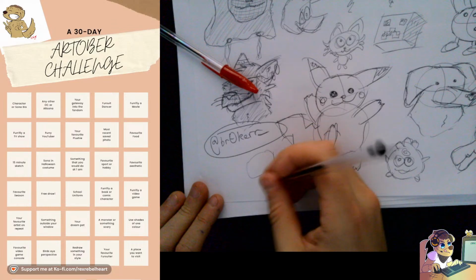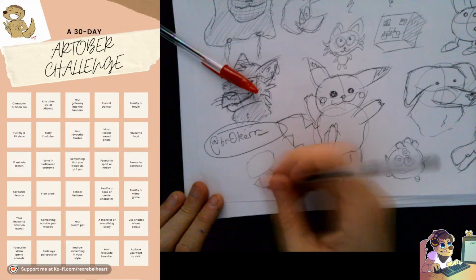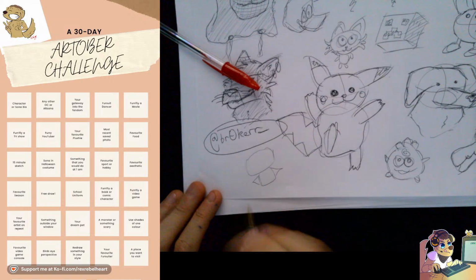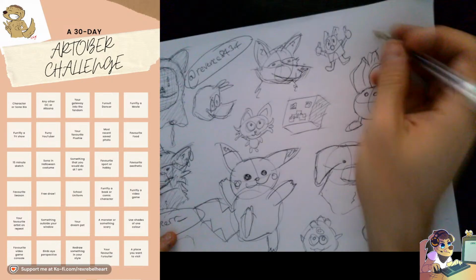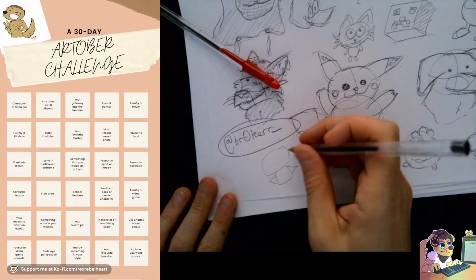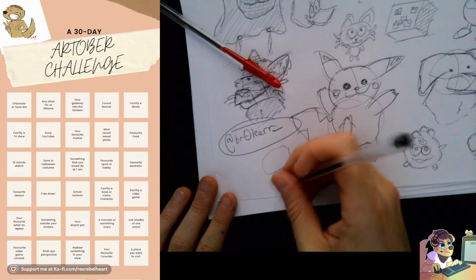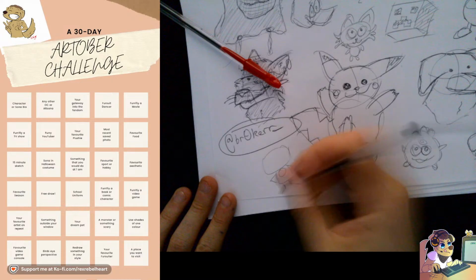We'll put in a little... There's not been a chicken. We'll do a chicken up over here. We'll make sure we get a chicken in, because that's kind of important, isn't it?